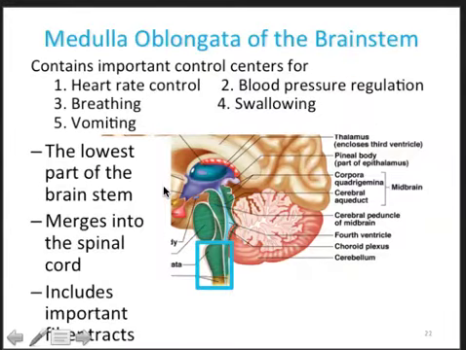The medulla oblongata is an important control center for heart rate and respiratory rate, as well as reflexes such as vomiting. It also regulates blood pressure and swallowing. It's the lowest part of the brainstem.